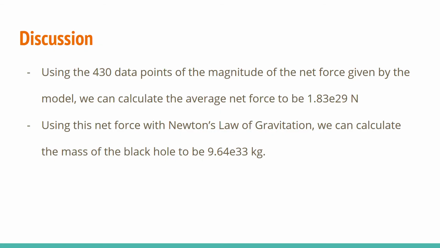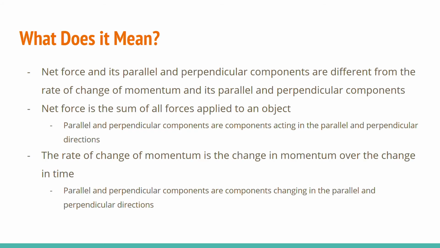Using the 430 data points of the magnitude and net force given by the model in my calculations, I calculate an average net force of 1.83 times 10 to the 29th newtons. Using this net force in conjunction with Newton's law of gravitation, as I explained in my GlowScript code, we can calculate the mass of the black hole to be 9.64 times 10 to the 33 kilograms.